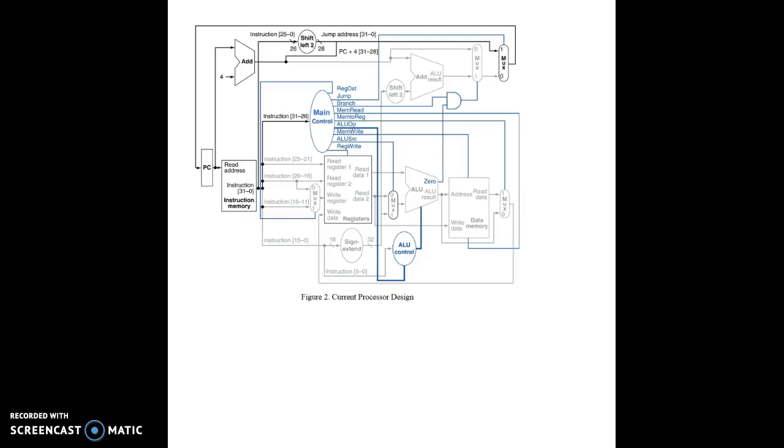In this video, I'll be showing how to implement jump and link to single cycle data path. Jump and link has this format. Basically, it's used to support procedures called function calls by jumping to the jump address specified, similar to the jump instruction.